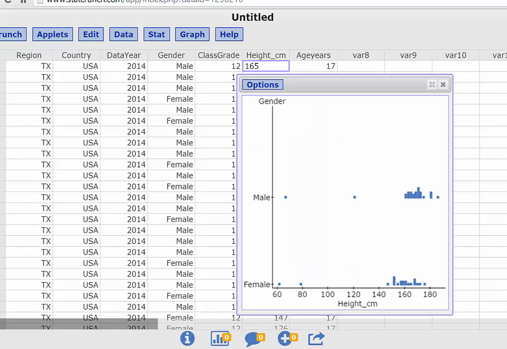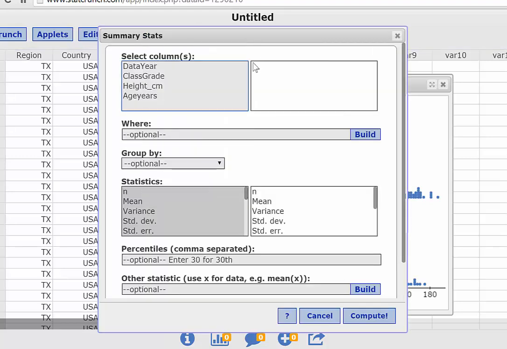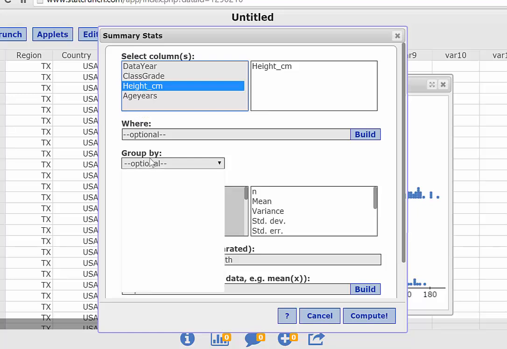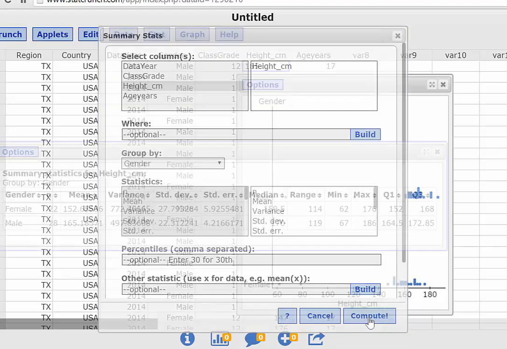Now let's look at the actual output in StatCrunch for the measures of the mean and the standard deviation. So we'll click Summary Statistics, Columns. I'm going to choose Height. I'm going to Group by Gender, and I'm going to click Compute.